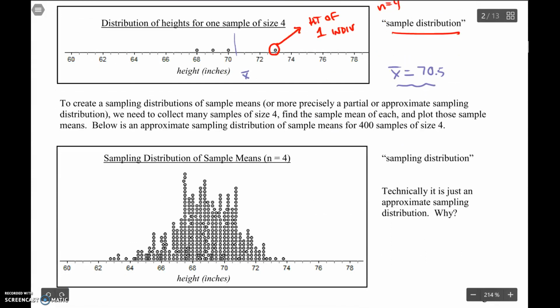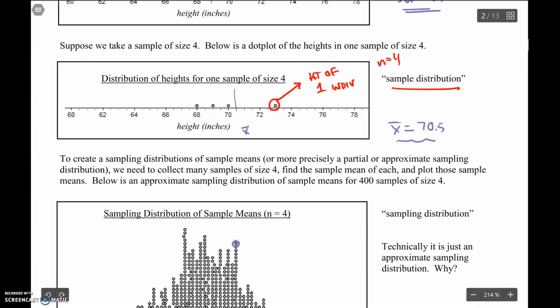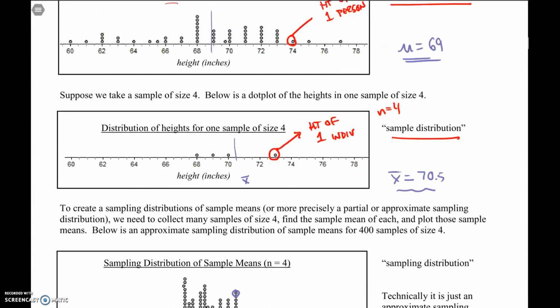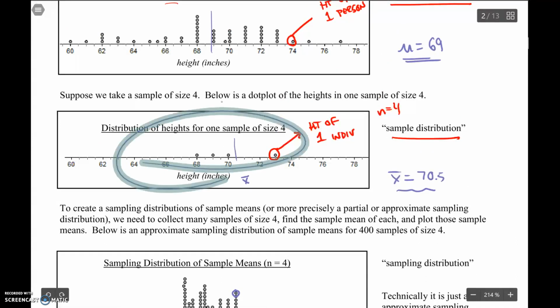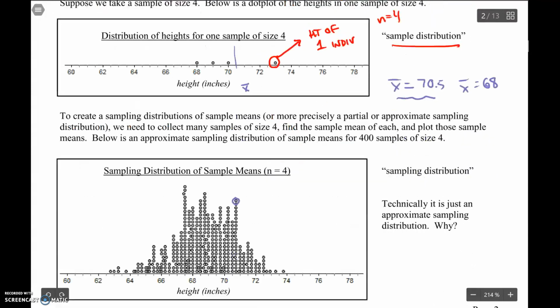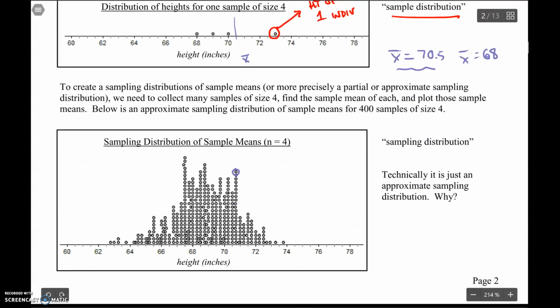So what we're going to do is take that 70.5 and graph it down here. Right there it is. Then we're going to repeat that process. We're going to take another sample of size 4, get 4 more points in this graph, a different set of 4 points, and calculate a different sample mean. Maybe that one's 68, and then we plot 68 right there.